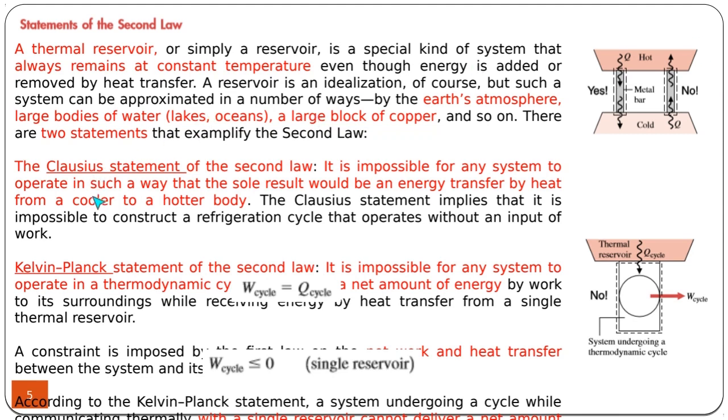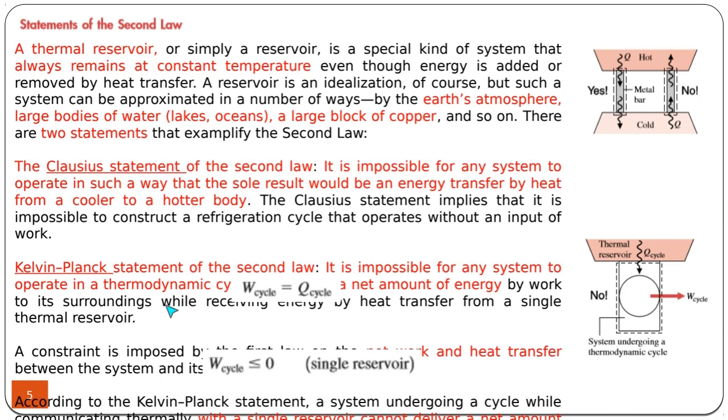We have two statements explaining the second law. One of them is the Clausius statement, the other is the Kelvin-Planck statement. The Clausius statement is related to refrigerators, and it says that it's impossible for any system to operate in such a way that the sole result will be an energy transfer by heat from a cooler to a hotter body. So it just says that unless there is an external provision of energy, it's not possible to transfer energy from a cold reservoir to a hot reservoir.